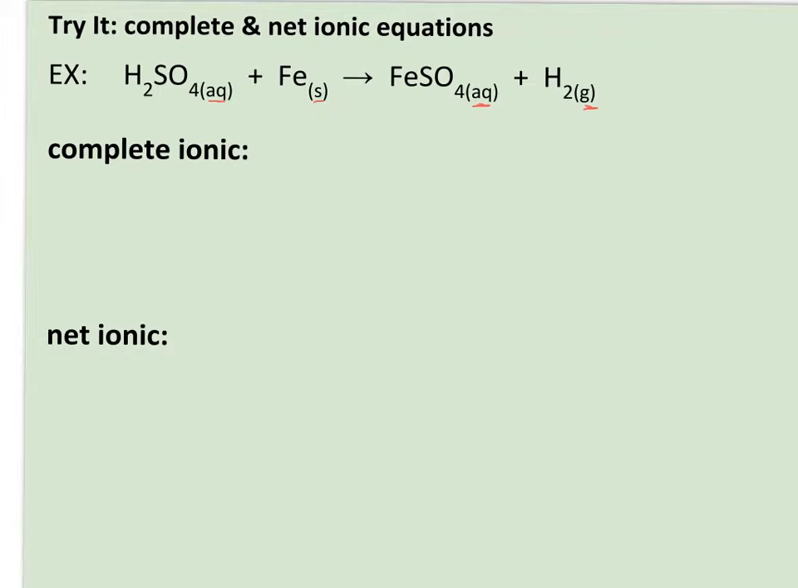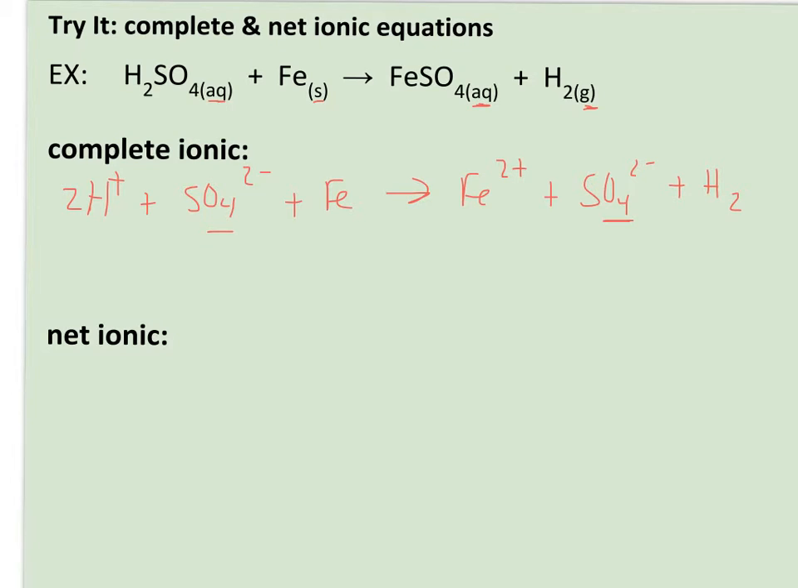So go ahead and pause and see if you can fill this out yourself, and I'll go ahead and write my solution in. So for the complete ionic, I'm going to have 2 hydrogen ions and a sulfate ion with a 2 minus charge. Fe solid is going to be unaffected. That's not an ion yet. On the other side, though, I'm going to have Fe 2 plus, SO4 2 minus, and then my hydrogen gas remaining intact. So my net ionic, I see that it's the SO4 that's the spectator here.